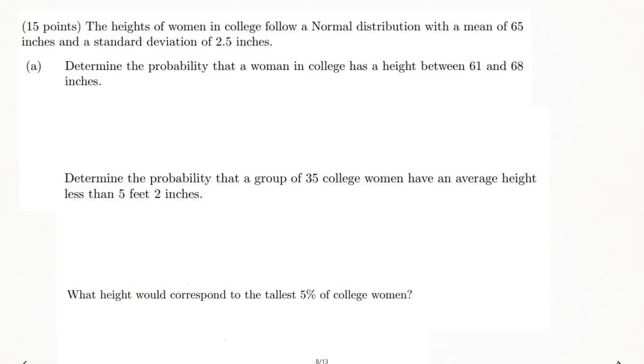Well, we're going to go into normal distributions and things along those lines. Now, we have the heights of women in college follow a normal distribution with a mean of 65 inches and a standard deviation of 2.5 inches. Now, we have a series of questions here that we're going to try and answer based upon this.